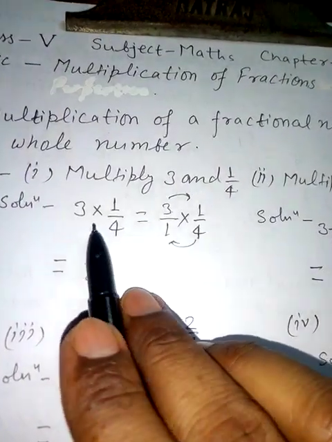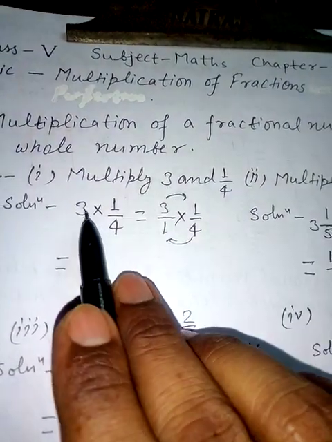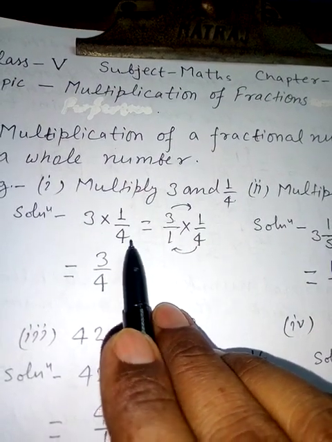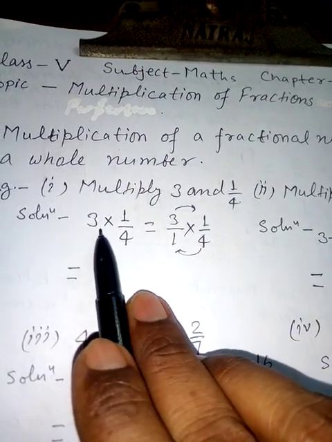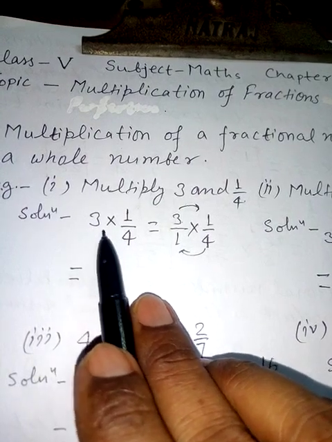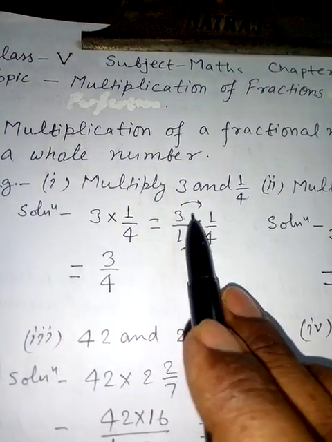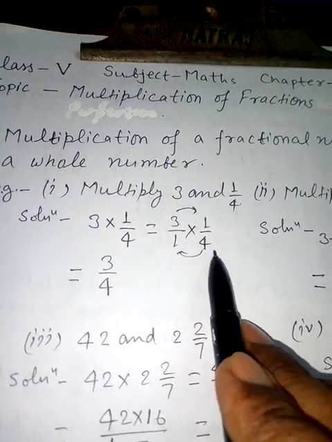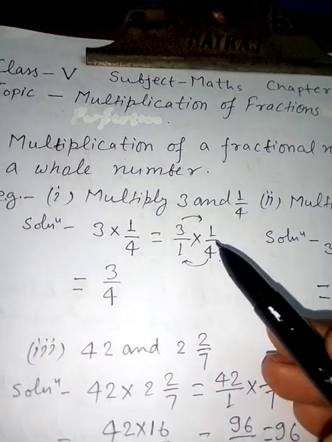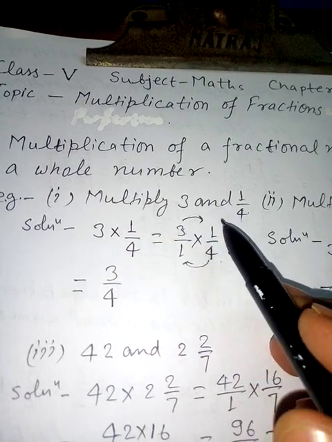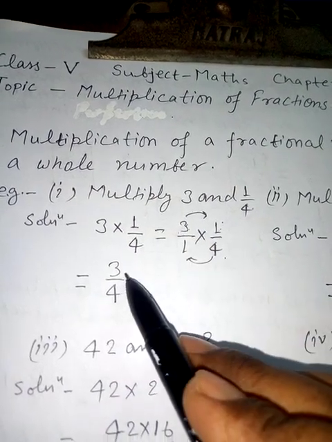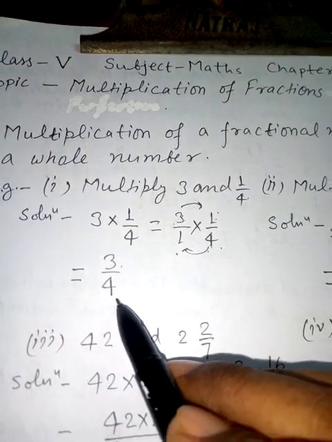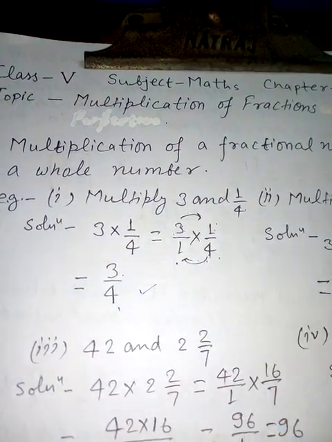First we have to write in the multiplication form the whole number 3 into the fractional number 1 by 4. And you know, if 3 is alone, then there is the denominator 1. So you can write it 3 by 1 into 1 by 4. And you have to multiply numerator to numerator, 3 ones are 3, and denominator to denominator, 4 ones are 4. So this is the answer.